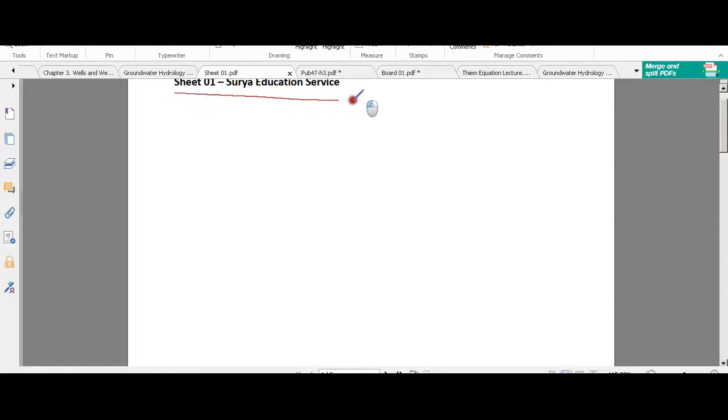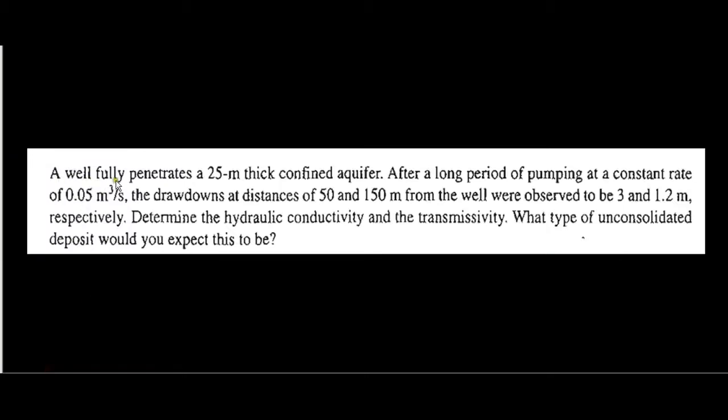Right. Now, a well fully penetrates a 25 meter thick confined aquifer after a long period of pumping at a constant rate of this much. So the rate is given. Drawdowns at distances 50 and 150 meters from the well were observed to be 3 and 3.12. Determine the hydraulic conductivity and the transmissivity. So I think no need to consider the other part. So let's do this simple problem.